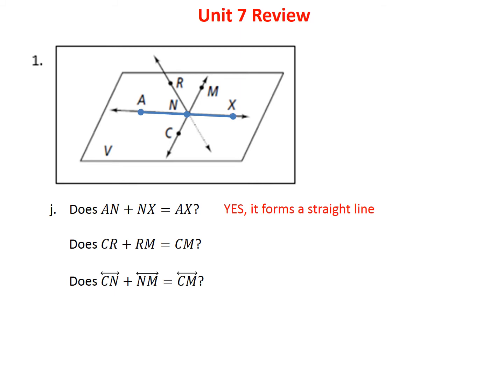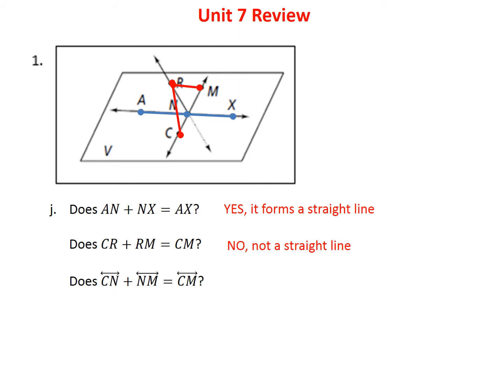On the second one, notice that CR and RM, one goes up and one comes down, and they don't form a straight line. So because they don't form a straight line, we can say no, they don't add up to CM, because CM is actually shorter than those two. They form a triangle. The last one's kind of tricky because you notice the terminology change.